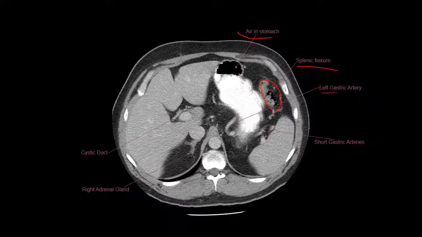Left gastric artery. You got your short gastric arteries. You got your cystic duct. And then this is the right adrenal gland. How do we know that? We'll see even more so in the next slide. But we're not to the level of the kidney yet. We still have spleen. Still have liver. We don't have any kidneys yet, which should sit in these areas. But it's before the kidney, or rather on top of the kidney. It's your right adrenal gland.